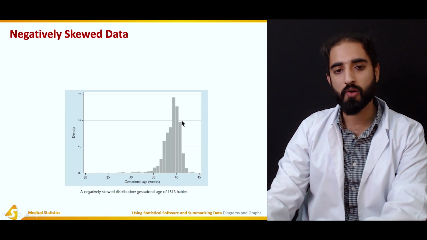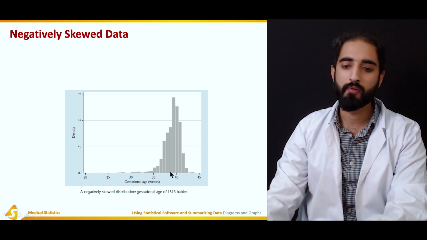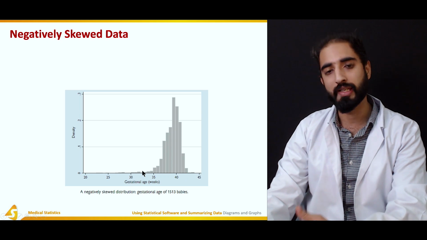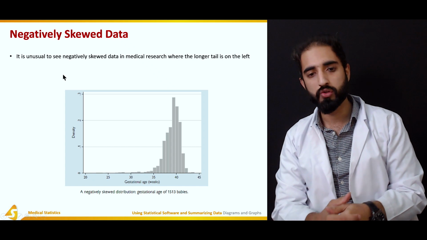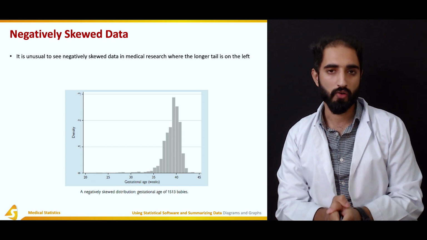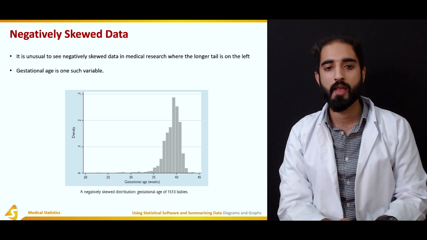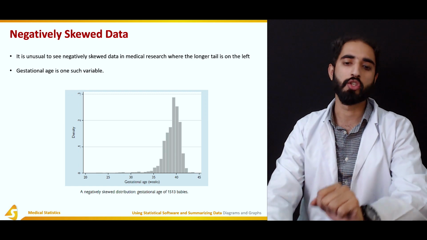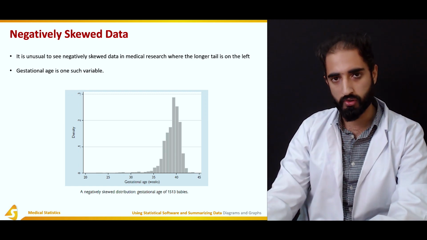On the other hand, it can also be a negatively skewed distribution in which the tail is longer on the left hand side, and it is comparatively unusual to see negatively skewed data in medical research where the longer tail is on the left, because positively skewed distribution is more common. And gestational age is one such variable, an example in which negatively skewed data can occur.